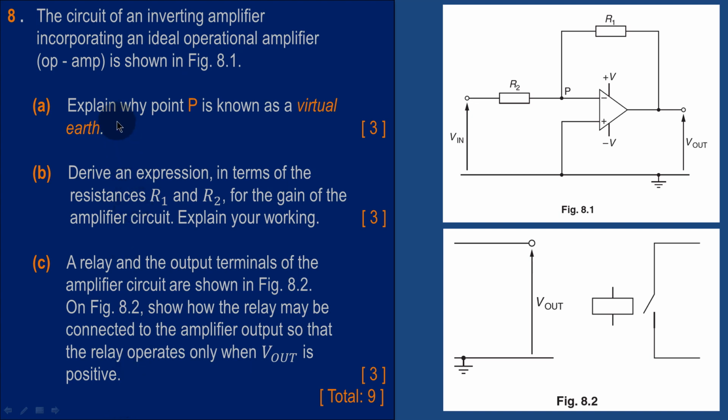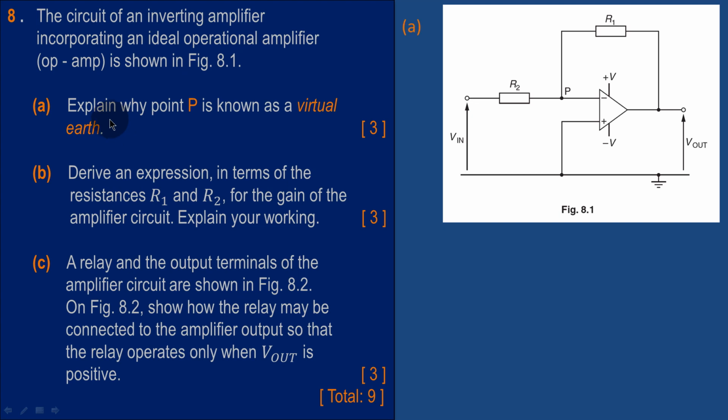So let's start with the first question. In this question, we are asked to explain why point P is known as a virtual earth. This point here is referred to as the virtual earth. We know that for the amplifier not to saturate, the difference between the two inputs, the inverting input and the non-inverting input, must be very, very small.